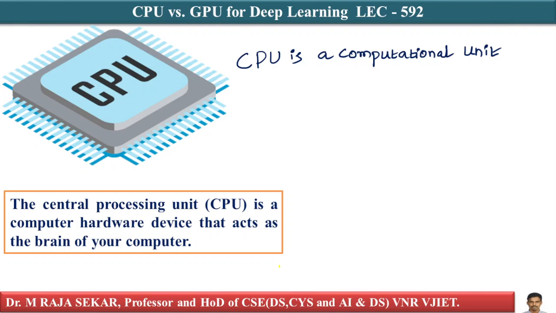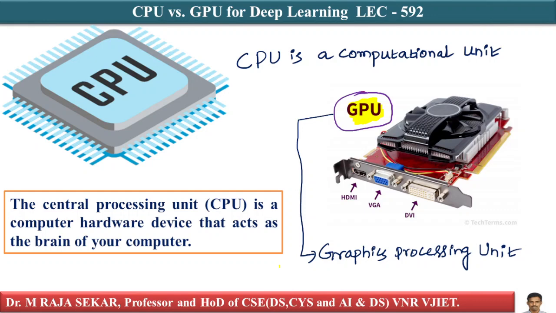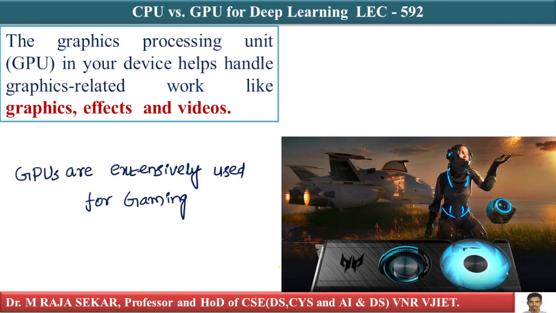Let me explain what a GPU is, how it is different from a CPU, and why we need GPUs for deep learning. GPU stands for graphics processing unit, and CPU is, as most of you know, central processing unit. The word graphics here tells you a lot about what a GPU does. GPUs became very popular in the late 90s and early 2000s, and they are extensively used even today for gaming.